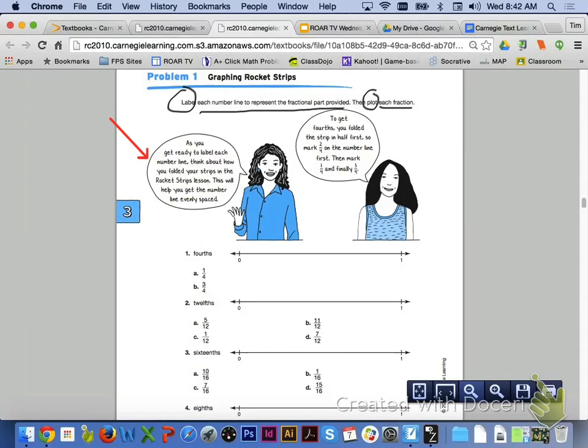One thing I want to point out with the crew member on the left is, as you get ready to label each number line, think about how you folded your strips in the last lesson, and this will help you get the number line spaced out evenly and then help you plot your fractions. So go ahead and do number 1 through 4 with your group members.